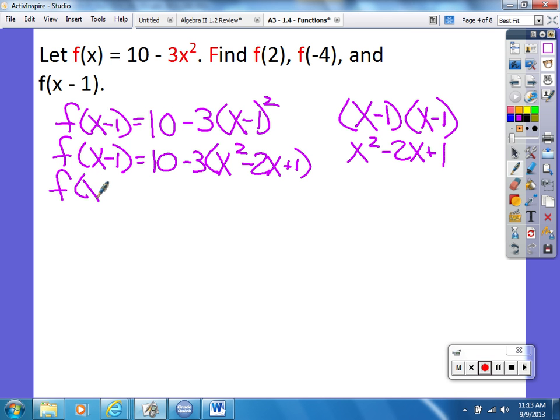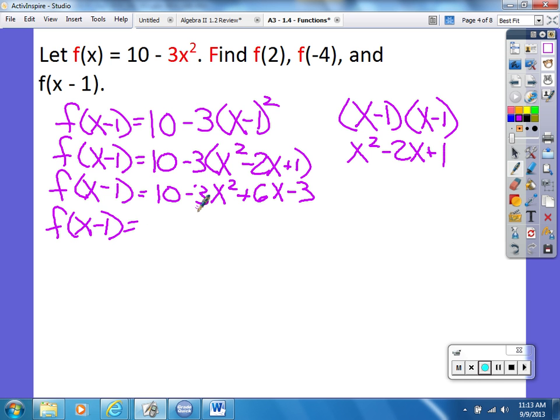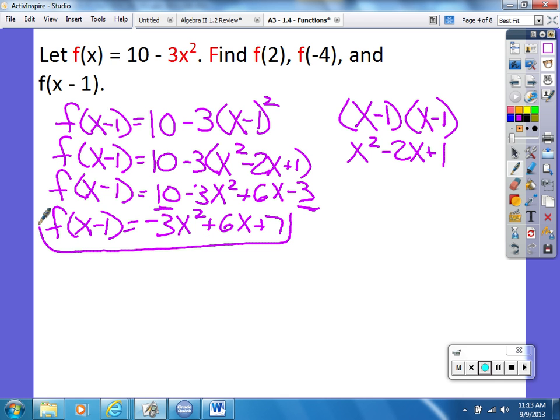F of x minus 1 equals 10 minus 3x squared plus 6x minus 3. Make sure when you distribute the 3, you distribute negative 3. Now I like to put it in standard form, which means I'm putting the highest exponent first, the next highest, and then I combine the 10 and the negative 3 to get plus 7. So right there is my final answer.